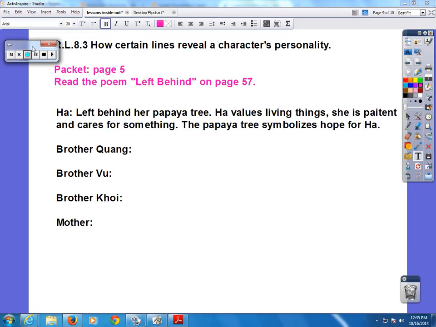Okay, you're watching the video for October 21st and 22nd. We are also working again on Reading Standard 3, which is how certain lines reveal a character's personality. Except this time we're going to talk about some of the other characters. So turn to the packet on page 5.